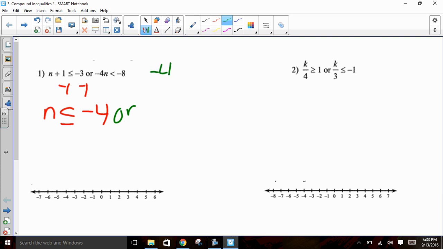I have negative 4n is less than negative 8. Now I rewrote that because I'm running out of room, and I want to manipulate that expression because I want to be able to solve for my n in this example. So I'm going to divide both sides by negative 4. So n is greater than or equal to 2. Remember, divide by negative, flip your sign.